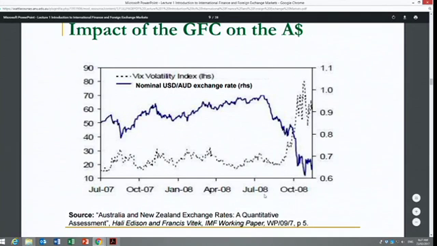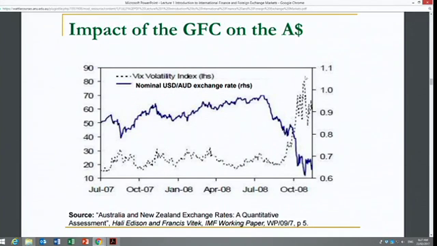And if you look at what is happening at the height of the crisis, around 2008, the VIX is very high. So this indicates that global risk aversion during the global financial crisis is really high indeed. So we see that there is some kind of inverse relationship between the nominal US dollar, Aussie dollar exchange rate and the VIX. Any questions at this point?